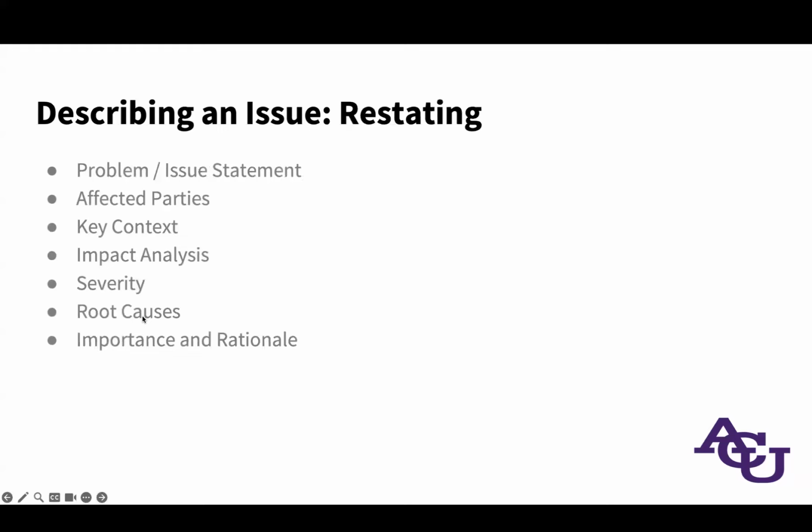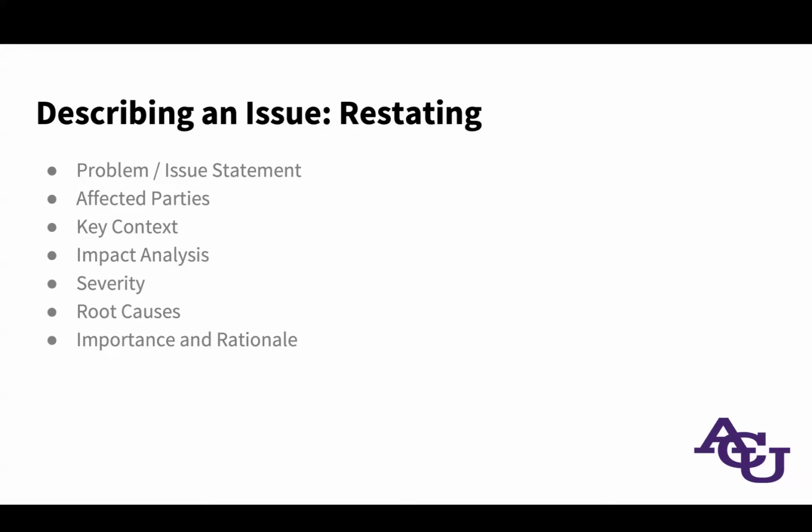Now, we can also restate those things and look at it as saying, okay, you need to describe the problem or issue, tell us who is being affected by this, what the key bits of context are about this place or what makes it significant or notable in this place that it should be addressed here. Talk about the impact analysis: who will this affect? How much will it affect them? How severe is it? What are the root causes, or why hasn't this issue been addressed before? Or what's making it keep being an issue?